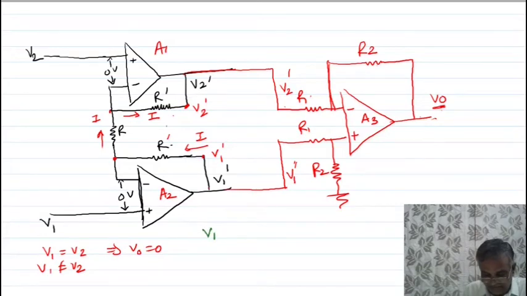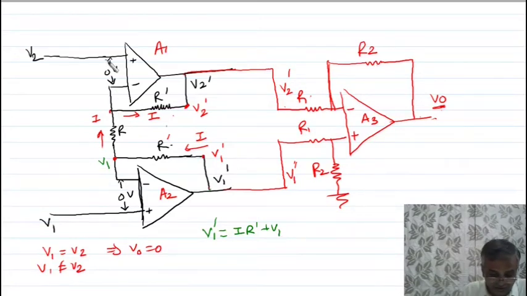I can write V1 dash is equal to IR dash plus V1. This potential and this potential are the same, so you can say it is 0 voltage, and I can write here it is nothing but V1. So what is V1 dash? V1 dash is nothing but this voltage, IR dash plus V1. So I have written that. Okay.